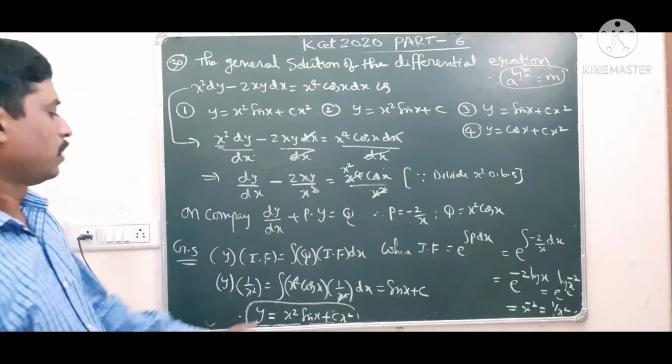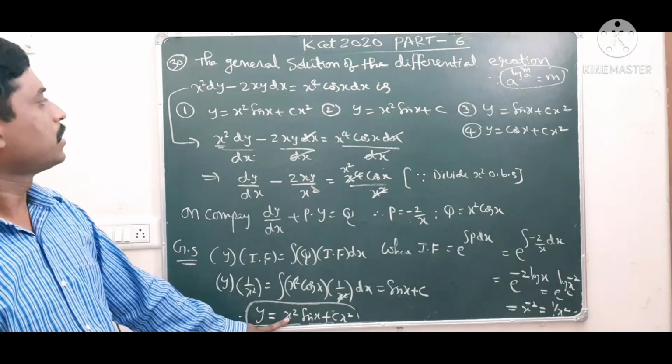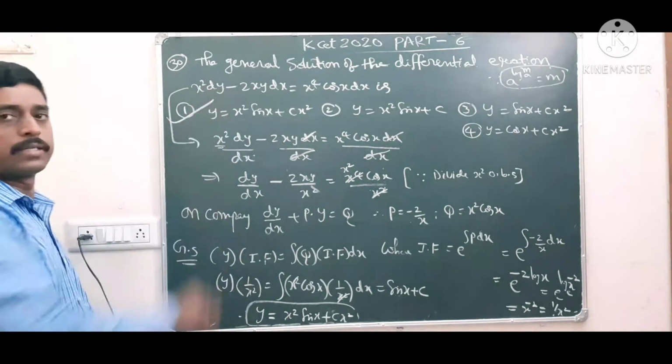So which option is correct? x square sin x plus c x square. So option 1 is correct.